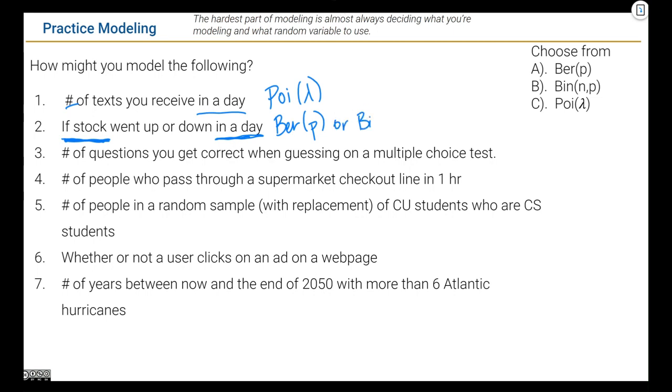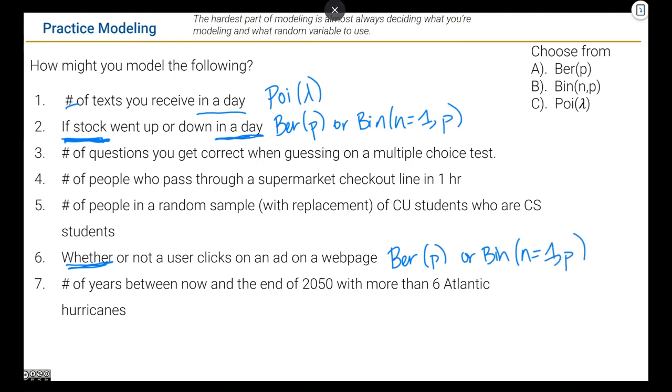That could also be a binomial with n equal to 1. The reason I don't have this as a Poisson is I'm not asking for the number of stocks that go up in a day, assuming they're independent and they have a constant average. I'm just saying if a particular stock went up. And in that case, the other question where it's binary, where it's just a yes or no, a success or failure, is this one. And so this would also be Bernoulli, which is equivalent to binomial with n as 1.